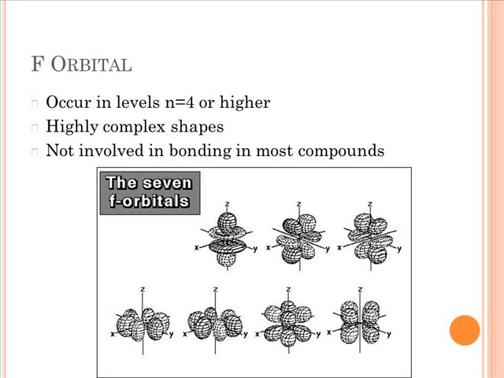Most of the time, the f orbitals aren't involved in any kind of bonding. And really, the d orbitals aren't involved in bonding very frequently either. So s and p are usually the ones we're most concerned about because those are the ones that are usually involved in a reaction. It's not until you get into more complicated chemistry later in college that you're going to have to worry about d bonding or f bonding.